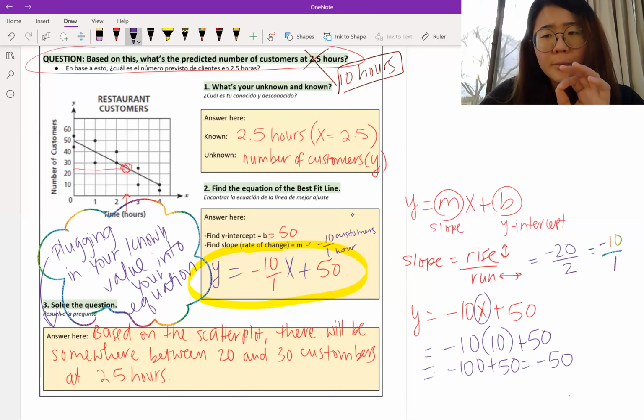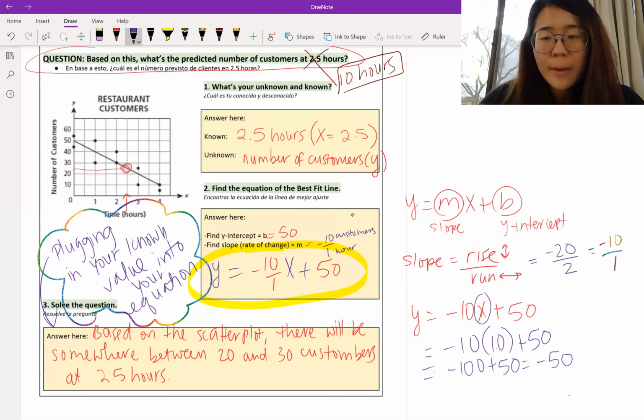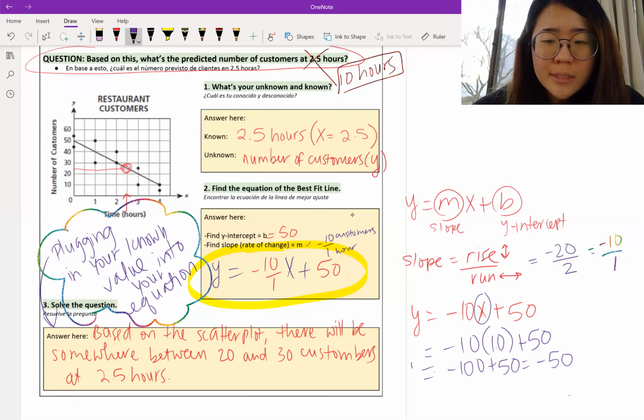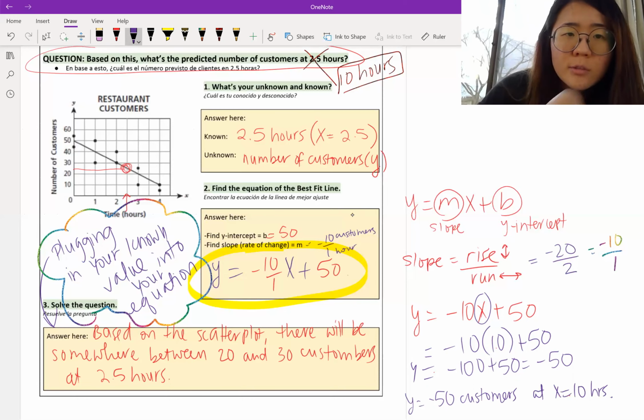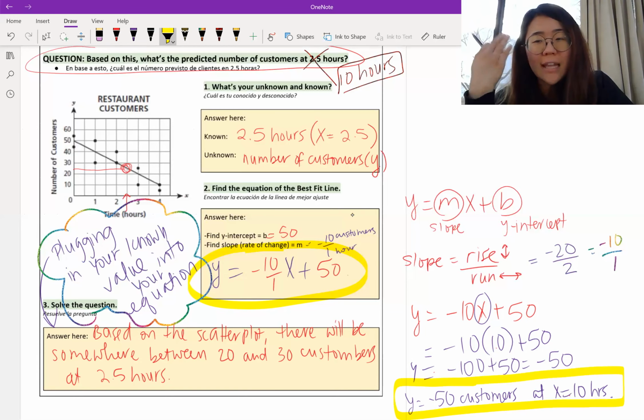So this is a little bit weird because mathematically it makes sense, but realistically it won't. But let me write out your answer. Basically, I'm saying that y is equal to negative 50 customers at x equals 10 hours. Okay? So this is what I'm saying based on my calculation. This is also still important. There's no such thing as a negative customer because you can't have a negative person.